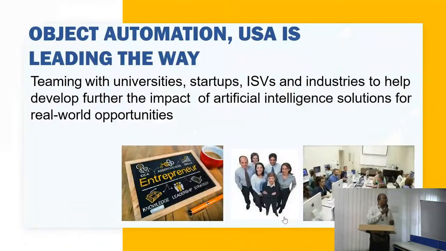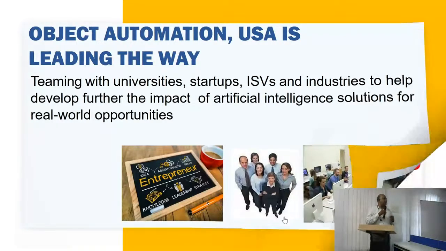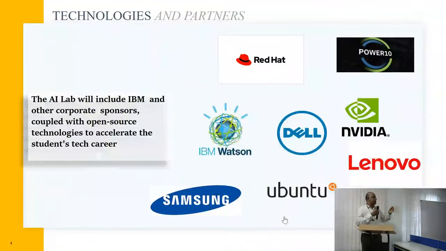So we are teamed up with various universities, startups, ISVs, and industries. What is the main purpose of this? To have an impact on artificial intelligence solutions for real world opportunities. These are the technologies we use, and some of them are partners we are partnered with. For example, the AI lab, which has been sponsored by IBM and other corporate sponsors, and some of our open source technologies. It is mainly used to accelerate the students' tech career.